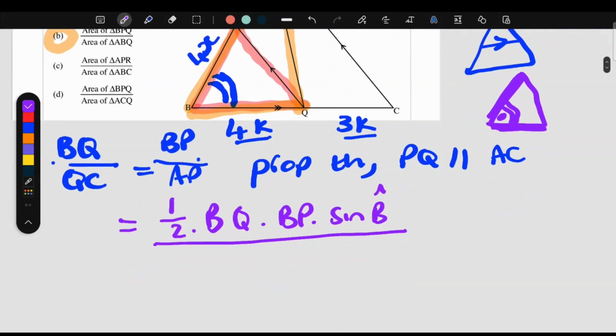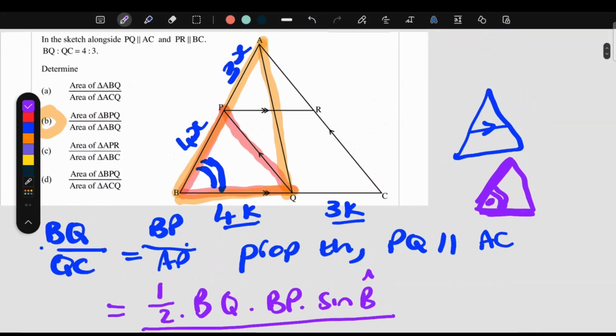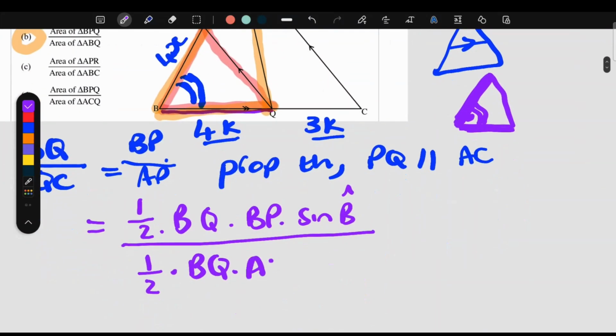I'm going to do the orange triangle. That is a half. And I'm just going to do the same thing. It's again BQ. But in the orange triangle, it's the whole of AB. It's this whole side. Okay? It's a half, this times the included angle. It's half BQ times AB times the sine of B.